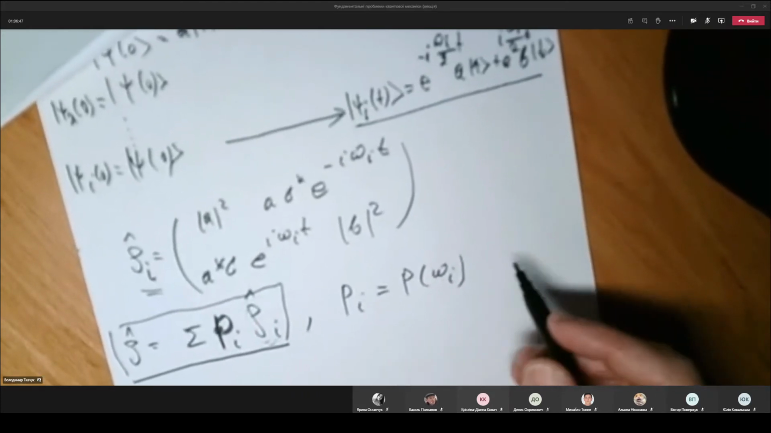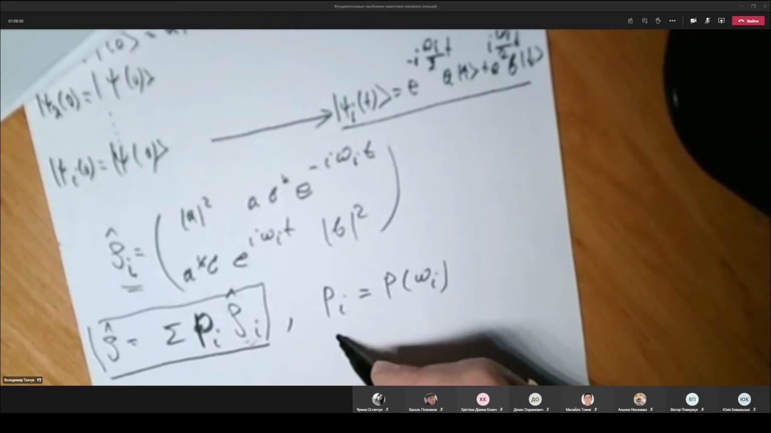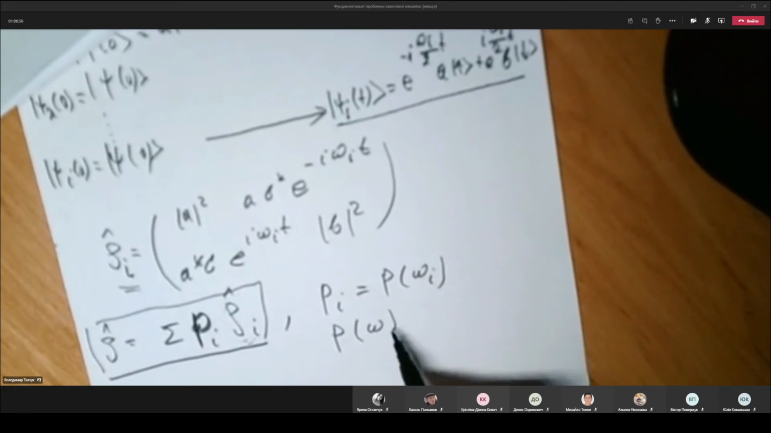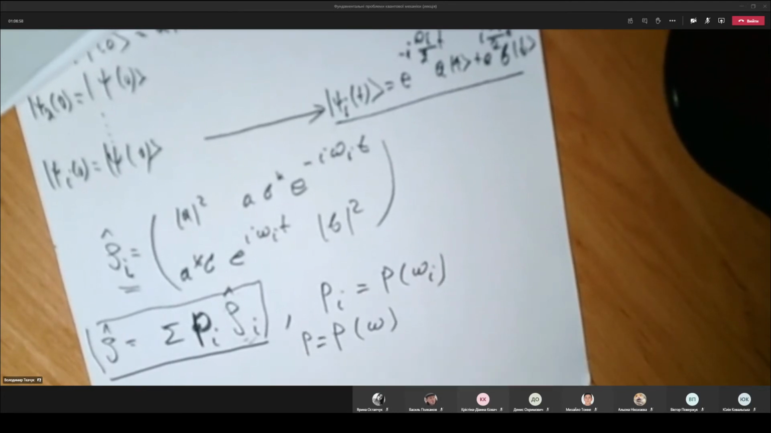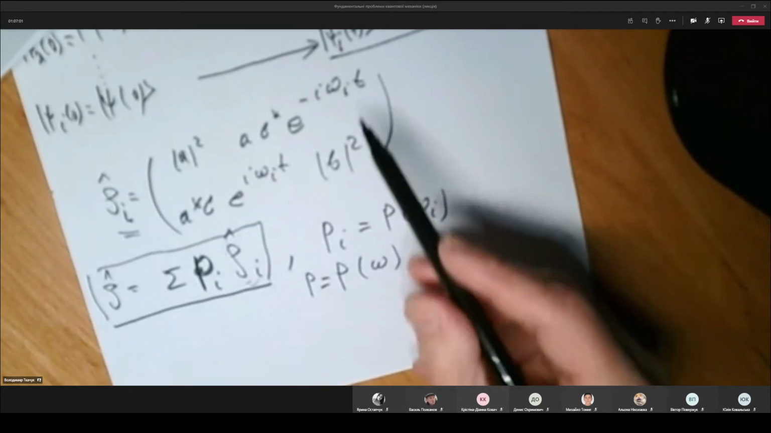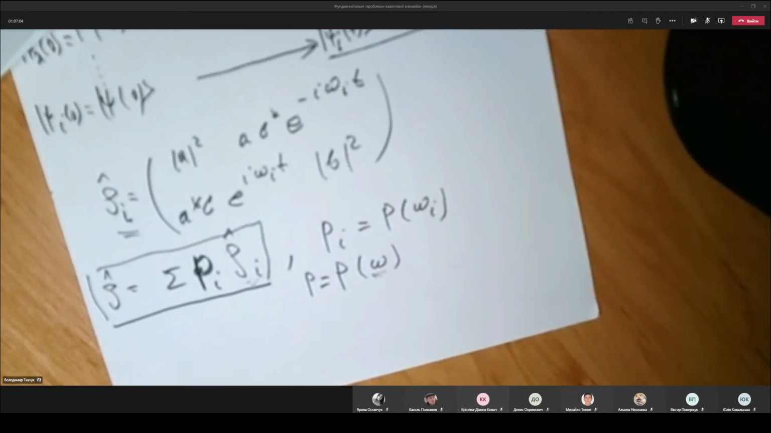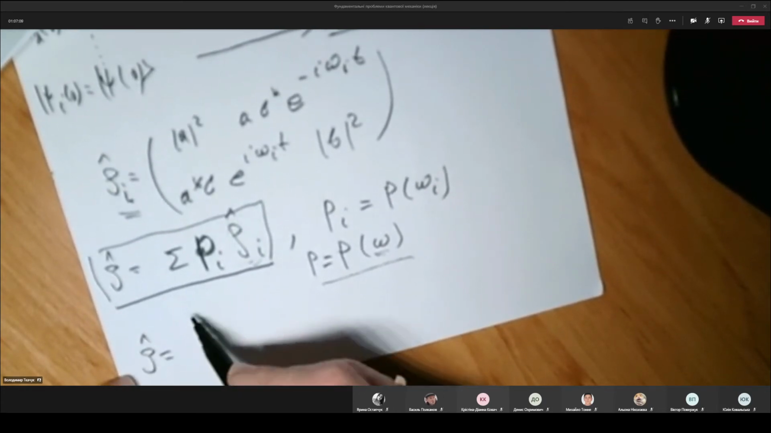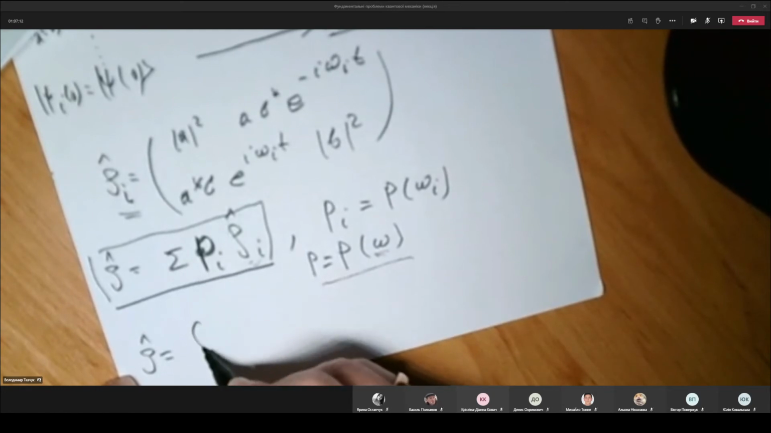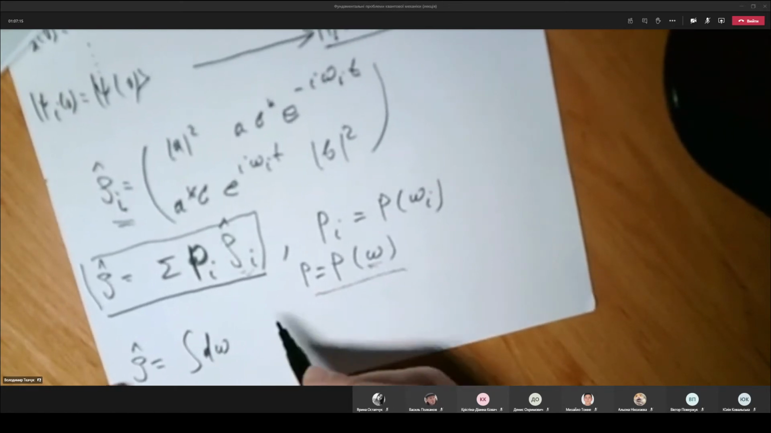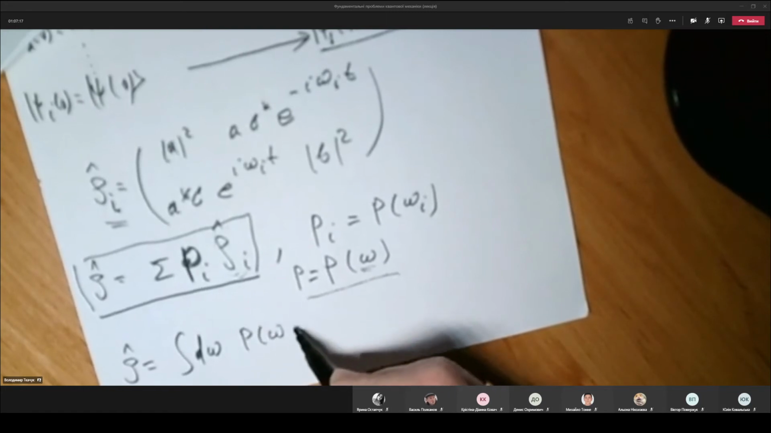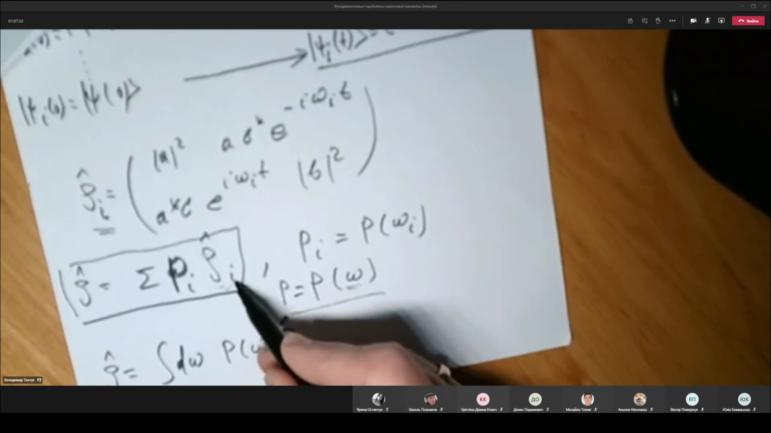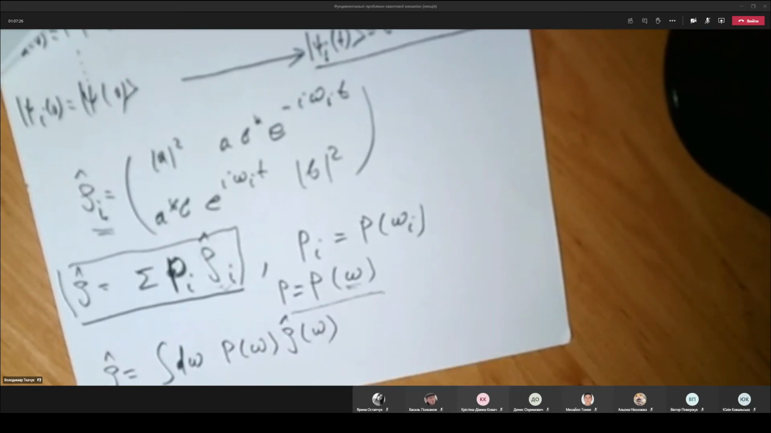So we can continue and suppose that we have a continuous distribution of magnetic field P, which depends on a continuous variable omega. So P is the probability to find the magnetic field with value omega. So for the density matrix we obtain, instead of this sum, an integral over omega of Pi as a function of omega, and rho I, which corresponds to magnetic field omega.